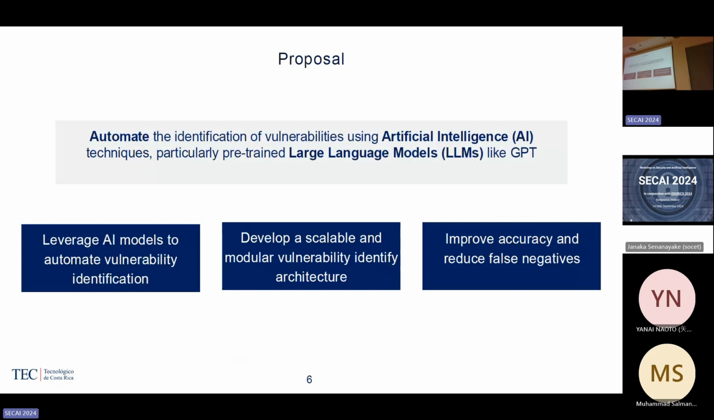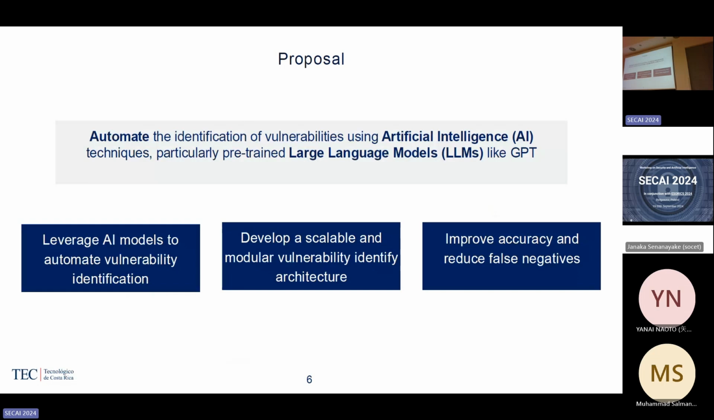Here is our proposal. Basically, it is to make the identification of vulnerable and non-vulnerable software using artificial intelligence techniques, particularly pre-trained large language models. GPT, right? In this case, this proposal will use GPT. So why pre-trained models? Because they're really good at understanding natural language, right? That's the idea, because the problem itself is a context-of-the-description problem. That's the reason why we propose to use this.